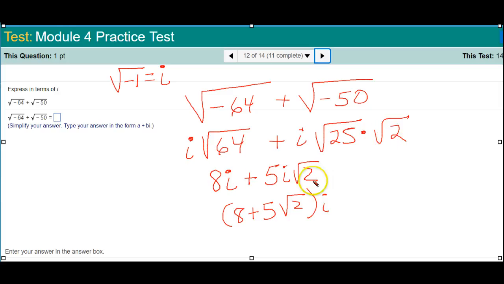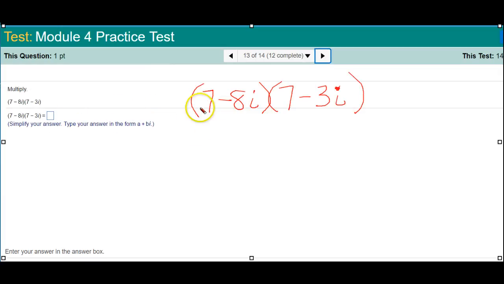Now when we write this, they want us to write it in this form. So we have to have the i at the end here. So this term has an i, this term has an i. We factor out the i. A lot of students get this incorrect because they fail to put it in this form. So put this in your notes so you'll know how to do it. Again, these numbers will change, but this is the pattern.